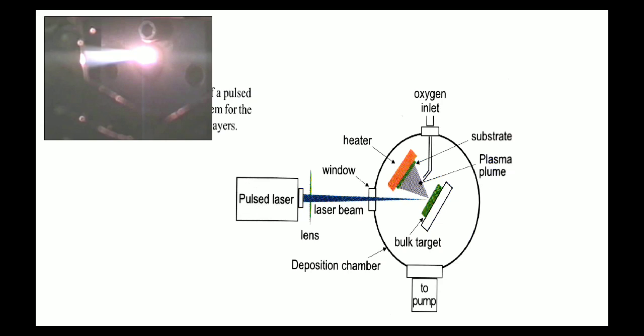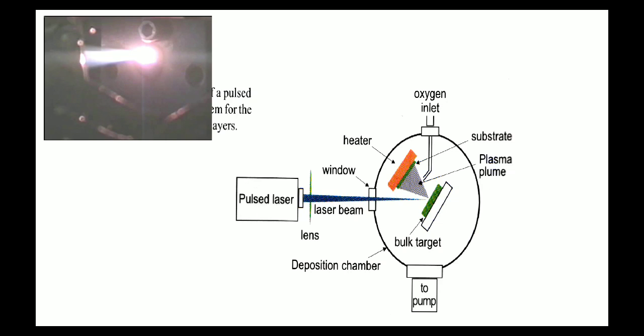Then as you can see, there is a dome which is also called a chamber. You can see there is a deposition chamber, and it has a window where the laser pulse can pass inside. Through this window the laser pulse can pass inside the deposition chamber. That window is of course transparent, and the remaining part of the deposition chamber will be made of stainless steel or some kind of metal.